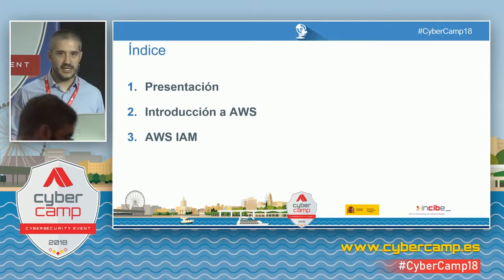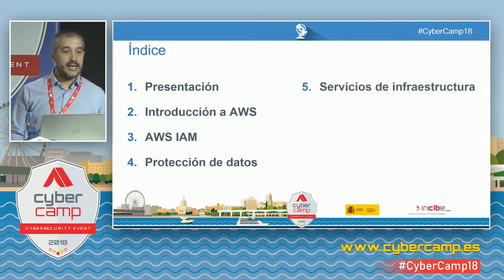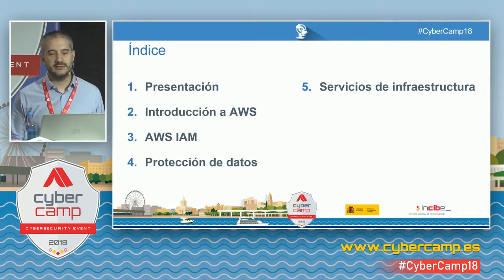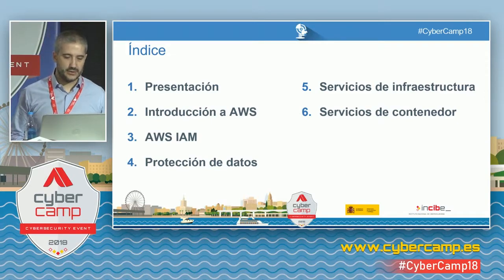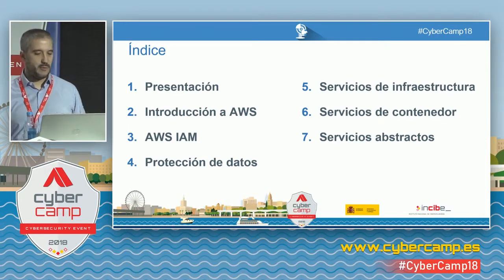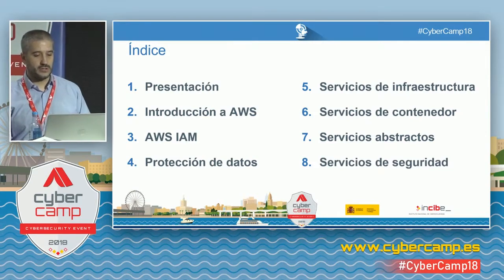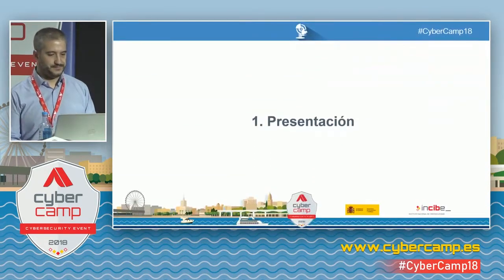So, what is AWS IAM, which is for user authentication? We'll see that first. Then what tools we have for data protection, which infrastructure services we have, VPC, machines, and all of that. Then the container services. I have very little time, so I'll just tell you about the databases, about RDS. Then abstract services, mostly S3. And then finally, specific services for security that Amazon gives us.